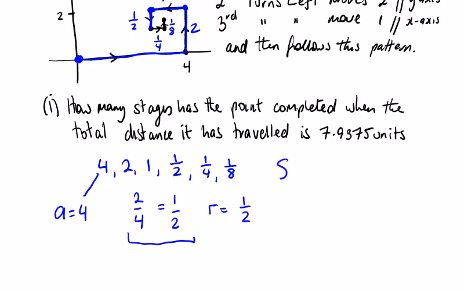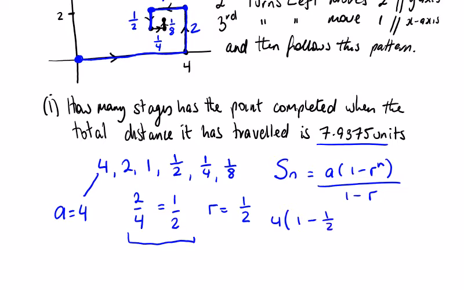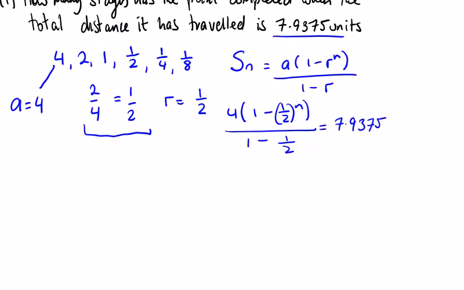So the sum of n terms is equal to this, 7.9375, and my formula for the sum of n terms is a times 1 minus r to the power of n, and it's the n that we're looking for here, over 1 minus r. So 4 by 1 minus a half to the power of n over 1 minus a half has to be equal to 7.9375. So we just need to simplify this down and isolate our n.